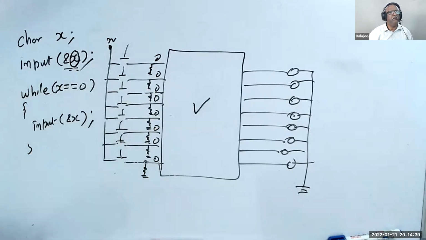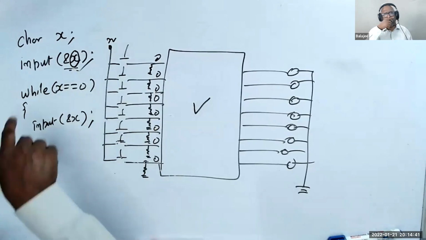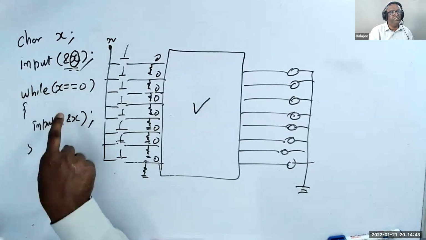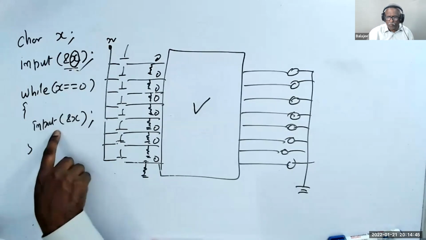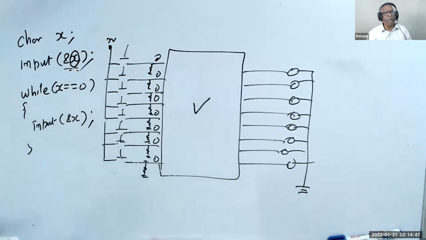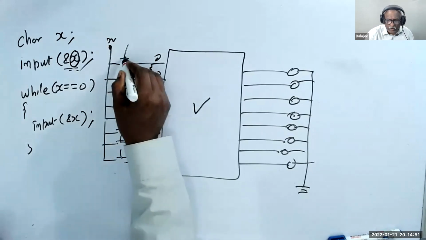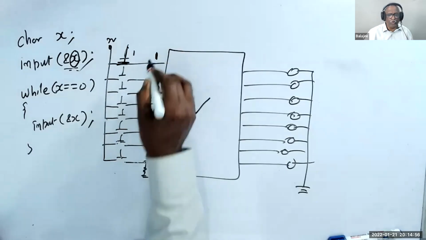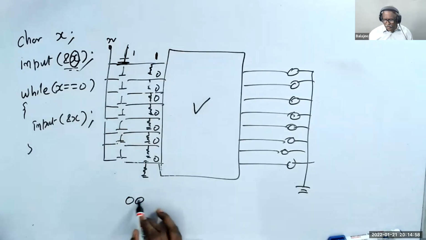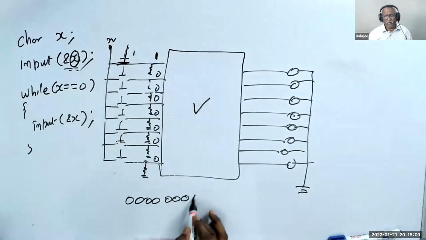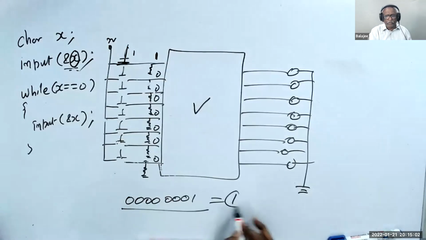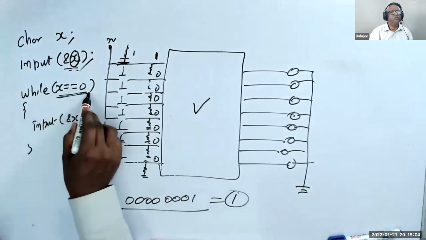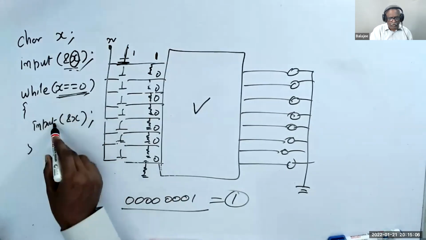What I have done? I'm in the loop always. Till X is non-zero, I'll be reading this port. I'll be waiting for somebody to press the switch. The moment you press the switch, then this becomes 1. So X becomes now 0, 0, 0, 0, 1. That means 1. So that condition is failed. Condition is failed, so it'll get out.